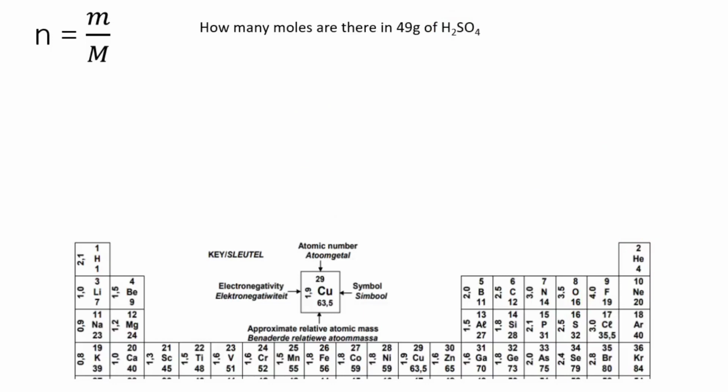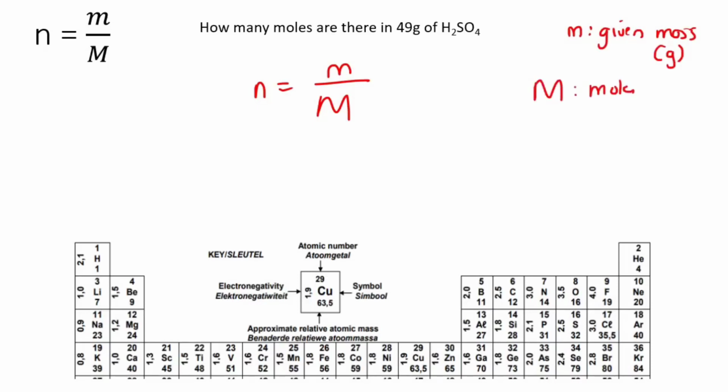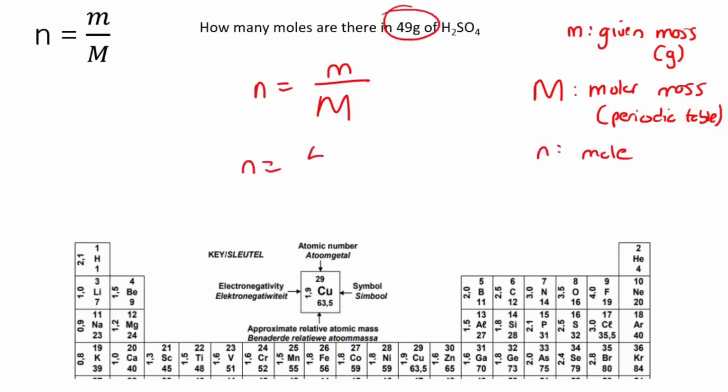Here's another one. How many moles are there in 49 grams of H2SO4? Okay, so we know that to calculate moles, you're going to say n equals m over capital M. Now remember, small m is the given mass, which must always be measured in grams. And then the capital M is the molar mass, which is the mass that you get on the periodic table. And then n is the mole. Okay, so the given mass is 49.